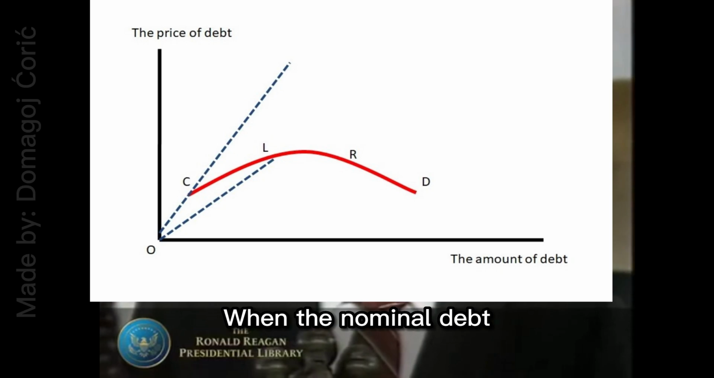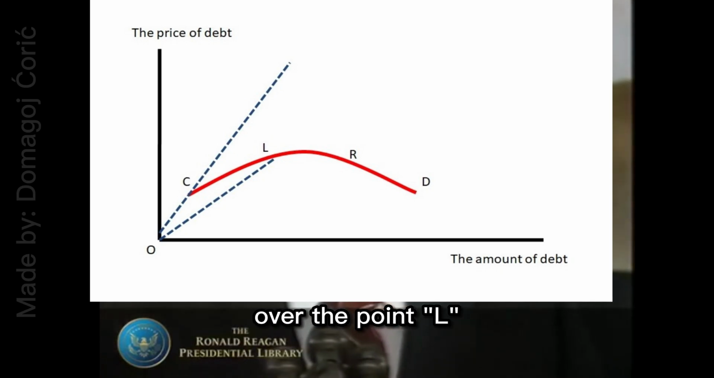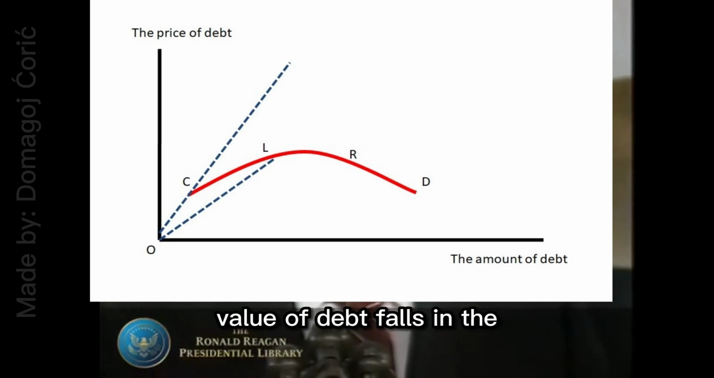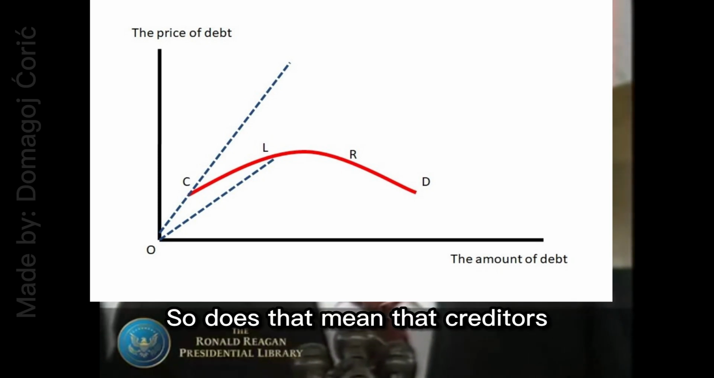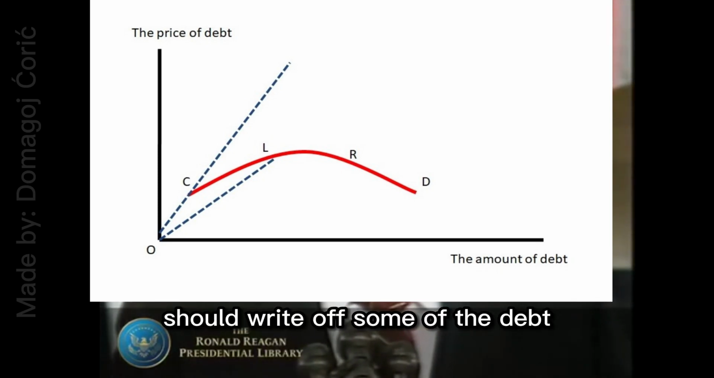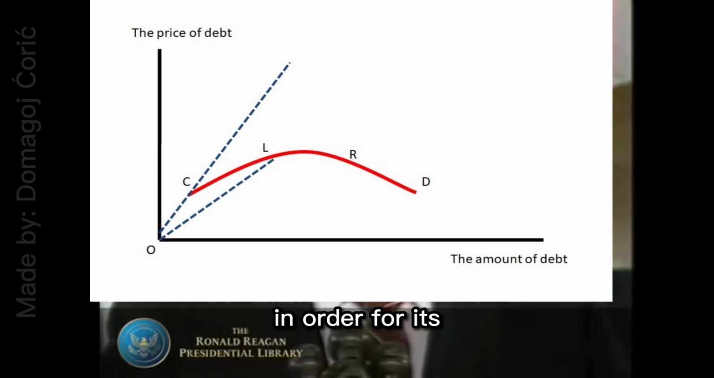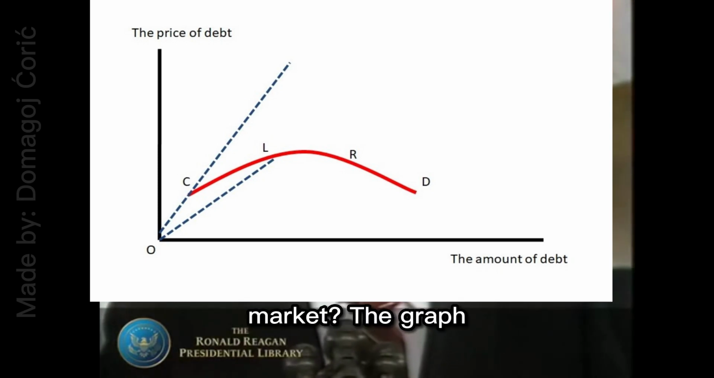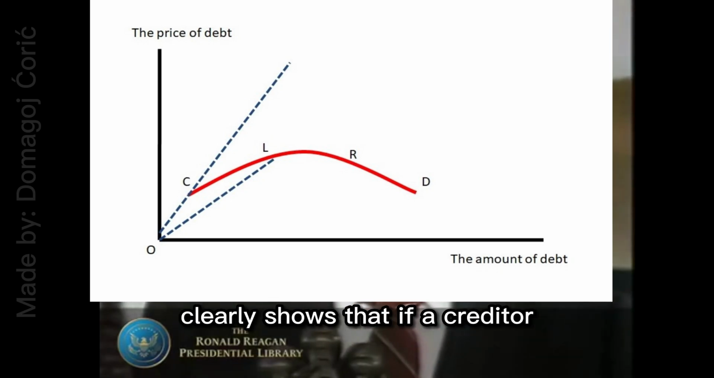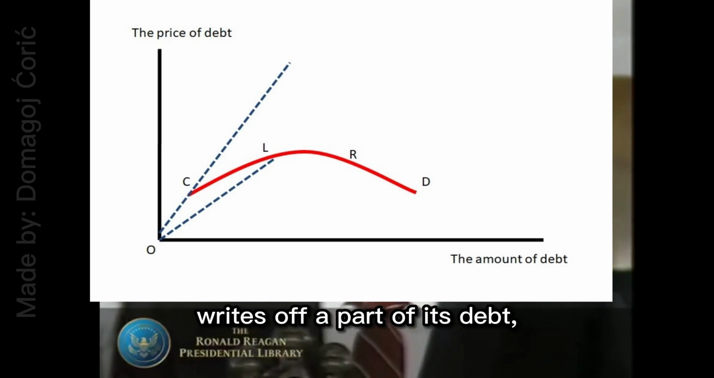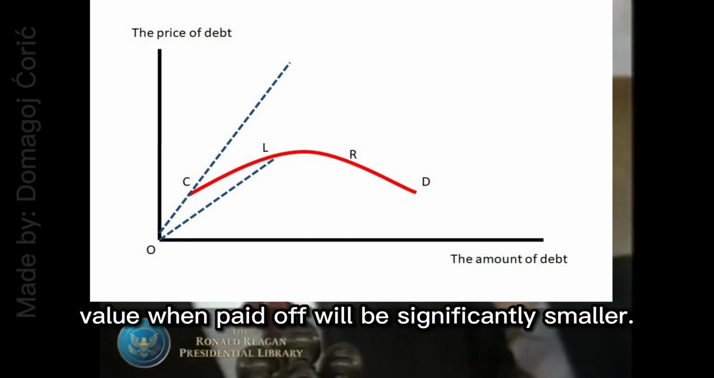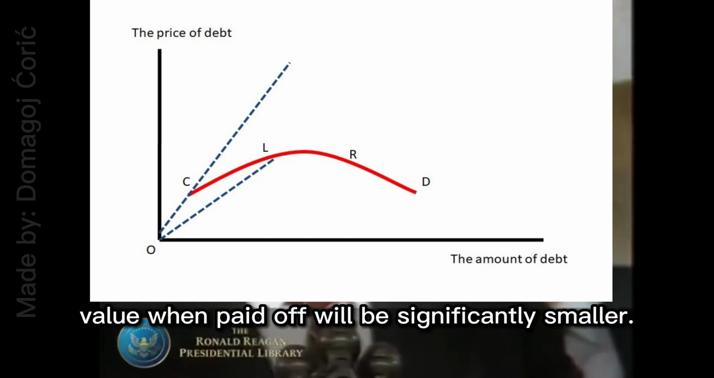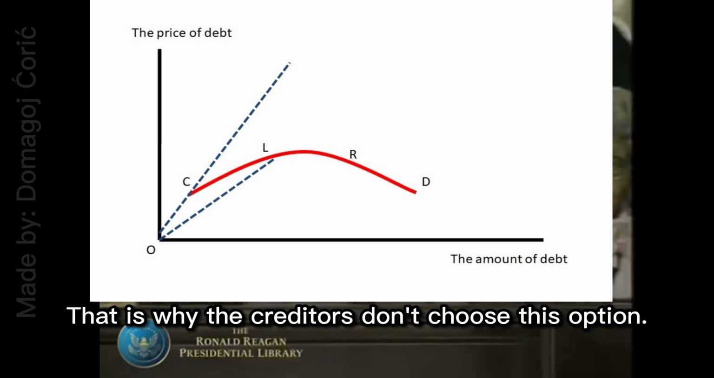When the nominal debt rises beyond the point L, it poses a larger debt for the country, so the value of the debt falls in price on the secondary debt market. So does that mean that creditors should write off some of the debt that the country owes them in order for its price to rise on the secondary debt market? The graph clearly shows that if a creditor writes off a part of its debt, its value will rise on the secondary debt market, but its total value when paid off will be significantly smaller. That is why the creditors don't choose this option.